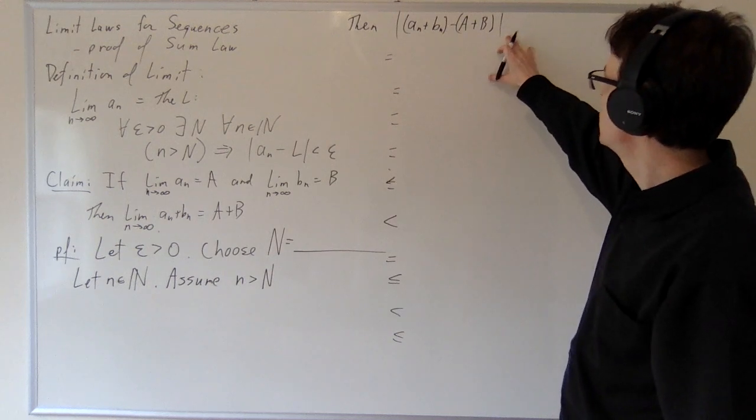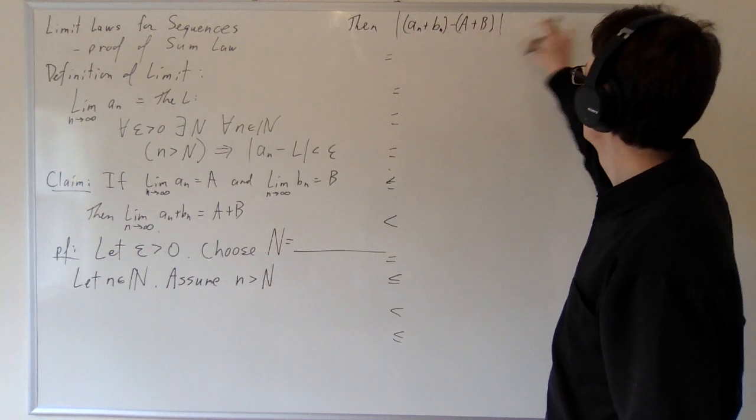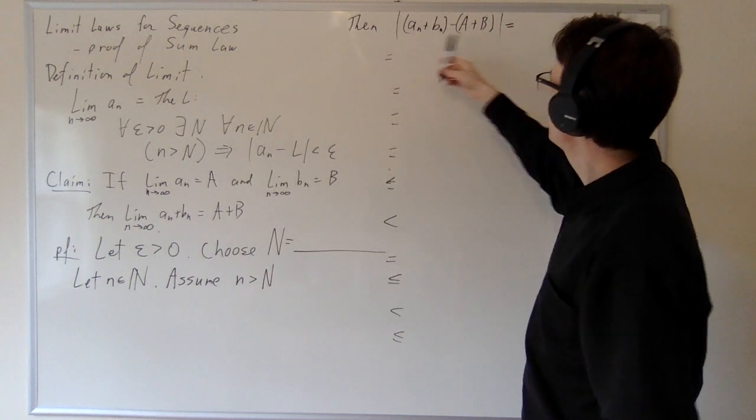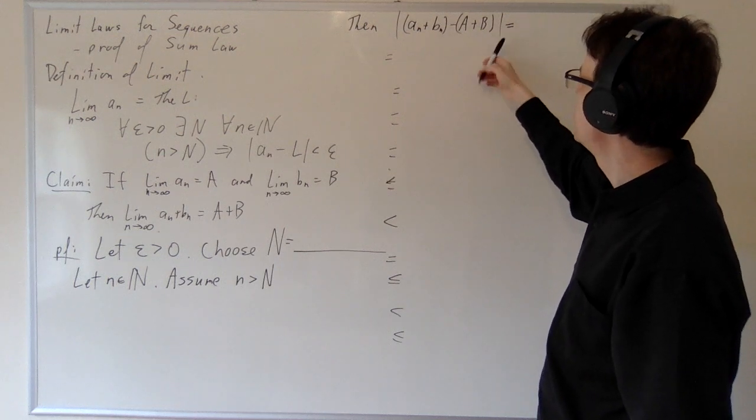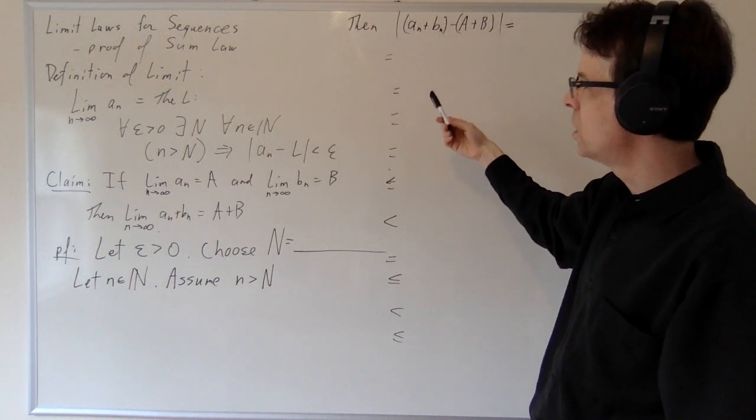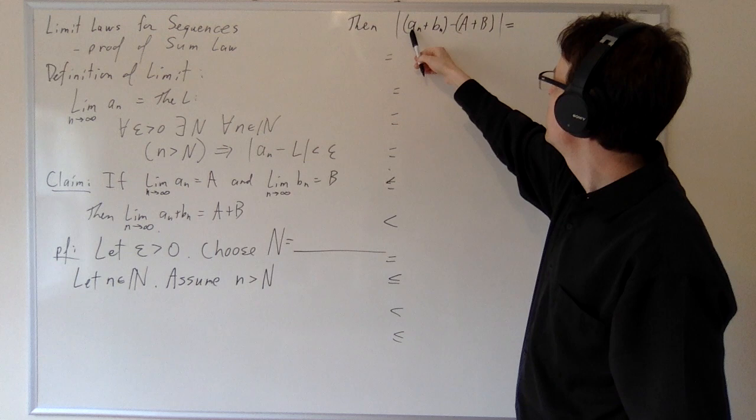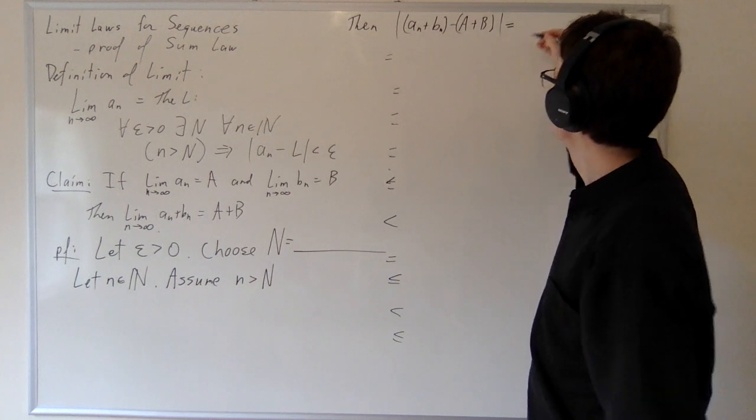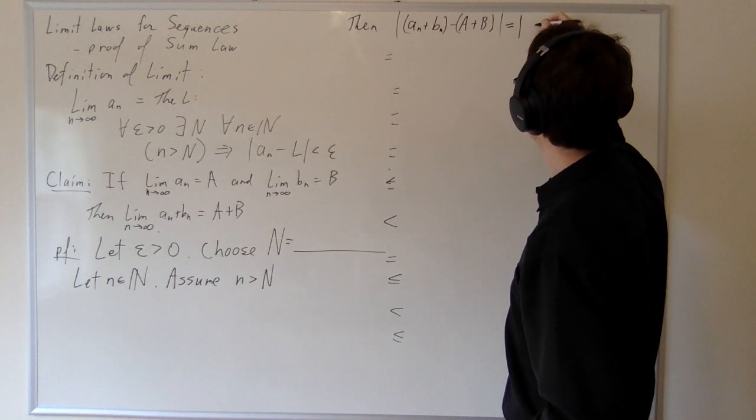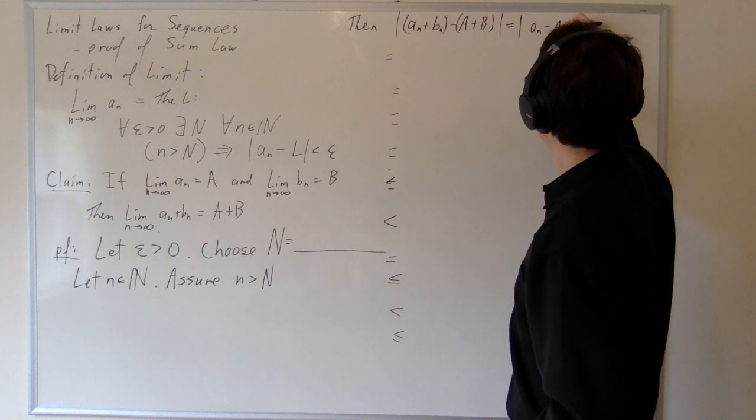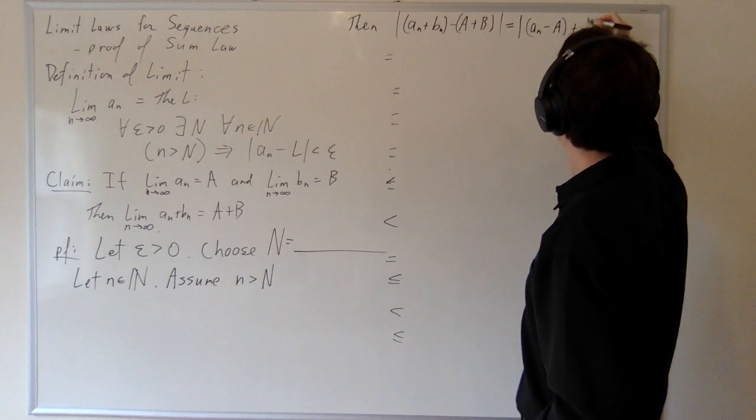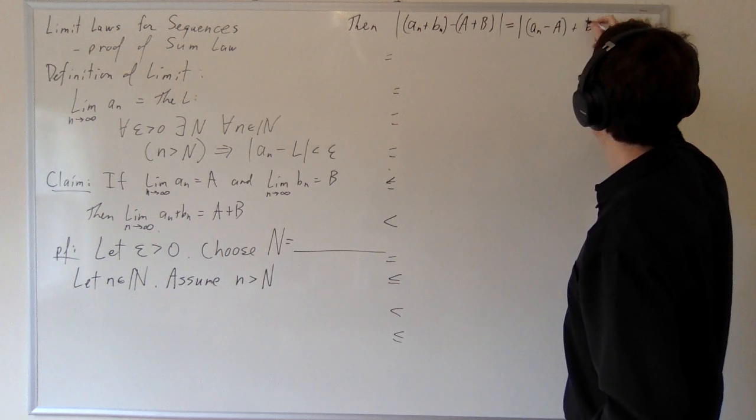Now, here, I suggest we just follow our nose with some algebra. We've got an plus bn, a plus b. This thing rearranges in a natural way to be an minus a and bn minus b. So let's rearrange it and see what happens. This is an minus a plus bn minus b. Is this helpful?